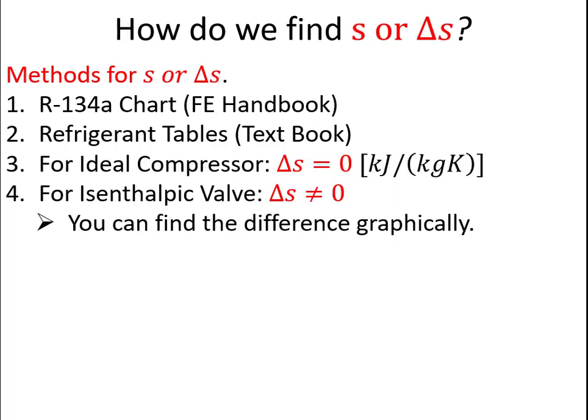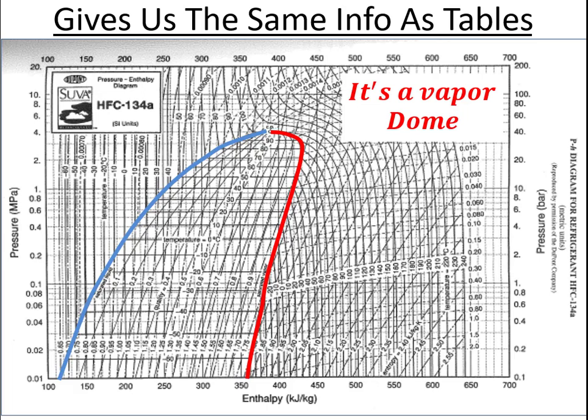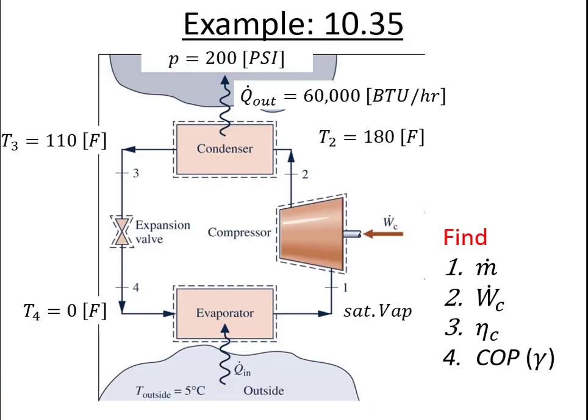If we're looking for S or delta S, we have many of the same processes that we can use. For this particular problem, we will solve it using a pH diagram. So here we remember that these are really just vapor dome diagrams, and we're trying to fix the states by finding two independent intensive properties. Each of those properties will correspond to a line on a graph like this. So if we trace both of those lines, the intersection will be where we put our state point.